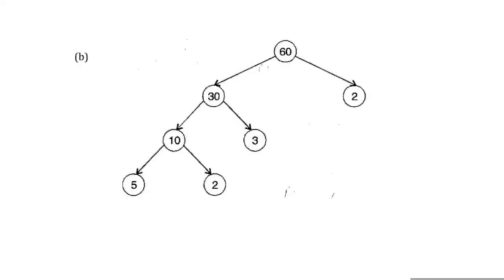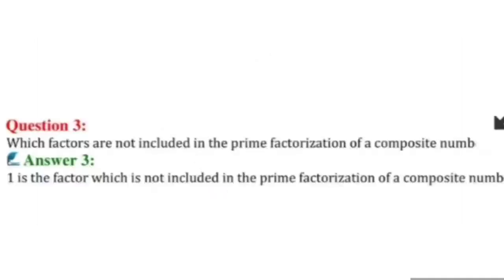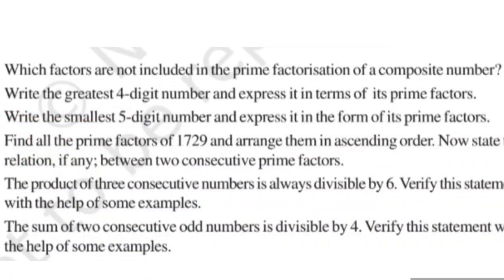See the number B. Again the number is 60, and this 60 can be broken up into 30 into 2. Now this 30 can be broken up into 10 into 3. Now this 10 can be broken up into 5 into 2. See question number 3. Which factor is not included in the prime factorization of a composite number? So the answer is 1.